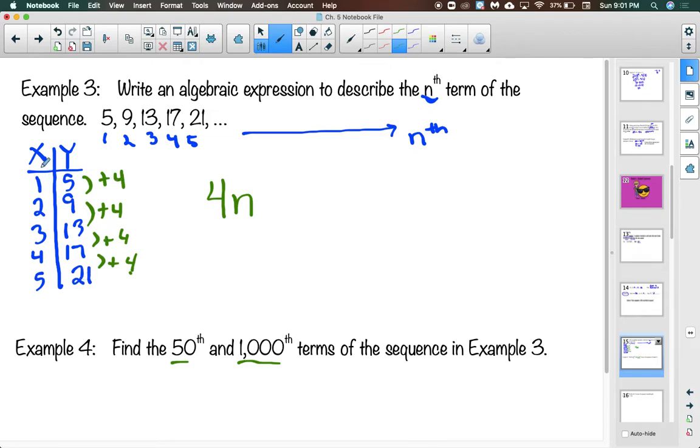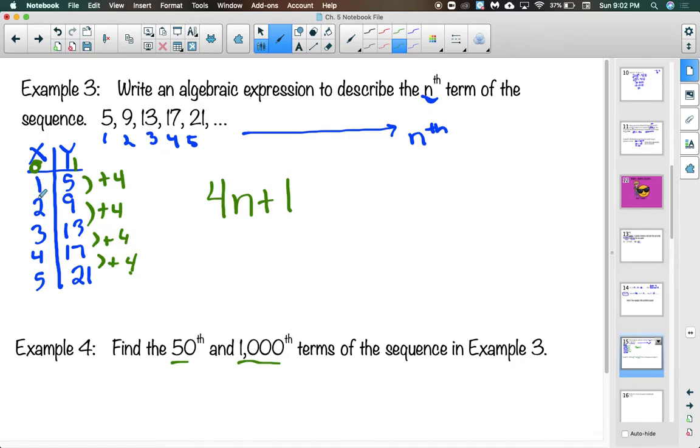So what I have to do is go up and find what's called the 0 term. What would my y be if x was 0? I added 4 to go down my list, so I'm going to subtract 4 to go up my list. 5 minus 4 is a positive 1. So I'm going to add 1 to the end of this expression, and that's the algebraic expression that describes my sequence. What we're saying is we can take 4, multiply it by the position, and add 1, and we will always get the term on the y side.